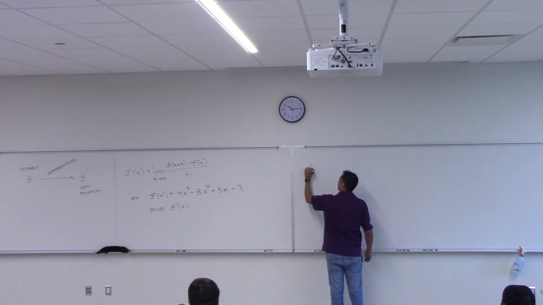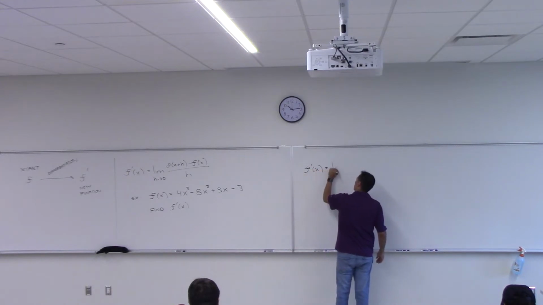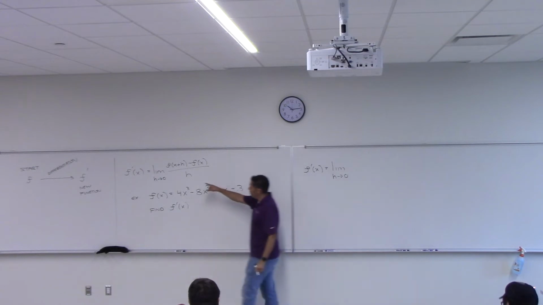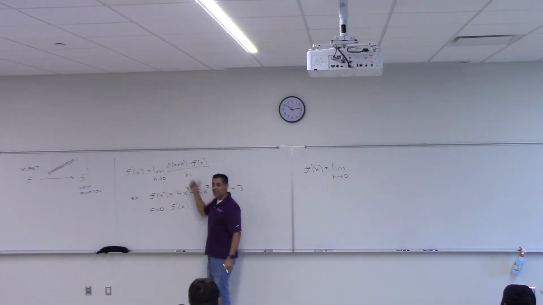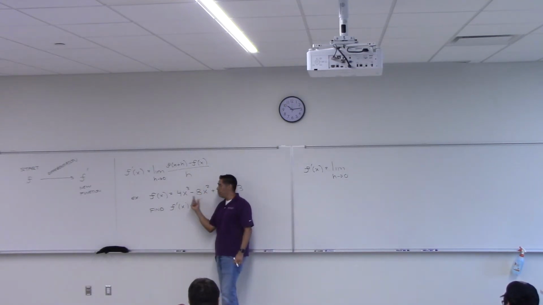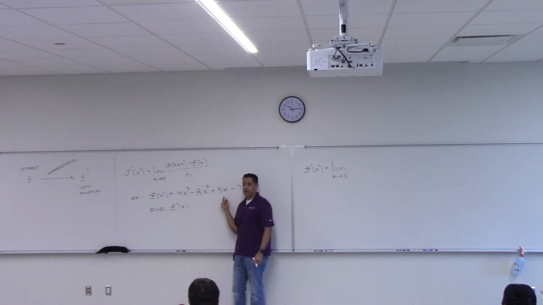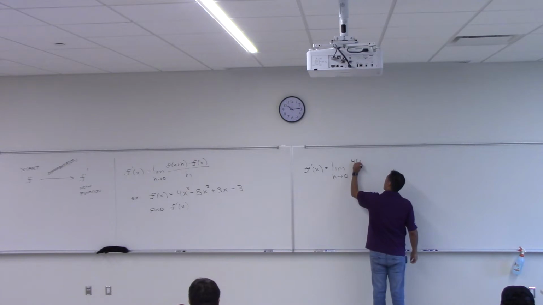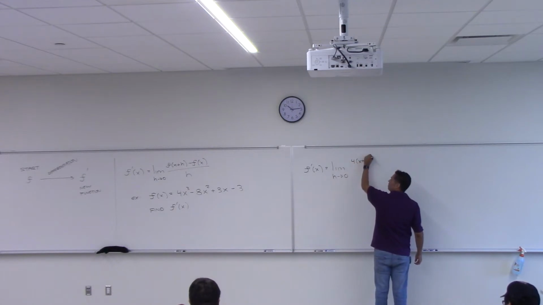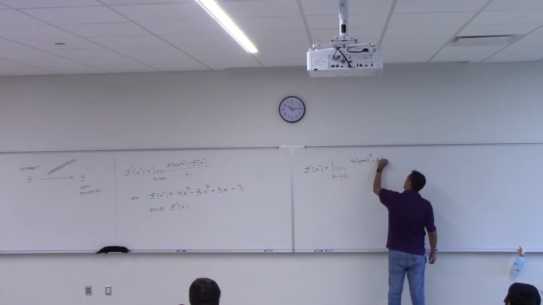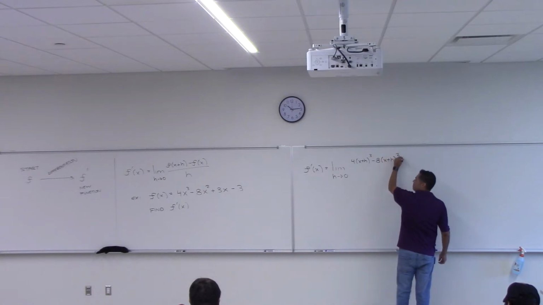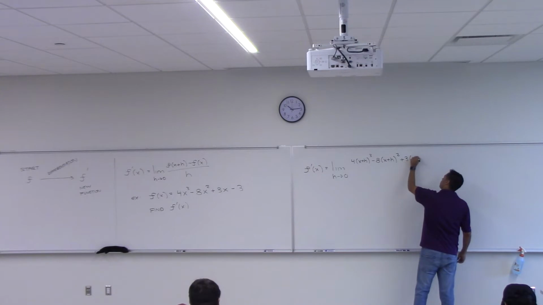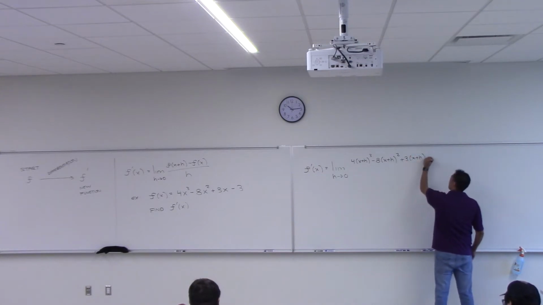You would have to take the limit as h goes to 0. The first thing you do is plug x plus h into the function, replacing all the x's with x plus h. So that would look like this: 4 times x plus h cubed, minus 8 times x plus h squared, plus 3 times x plus h, and then minus 3.